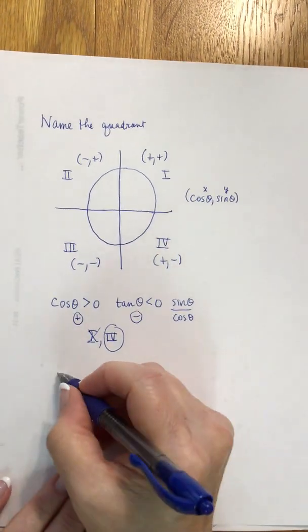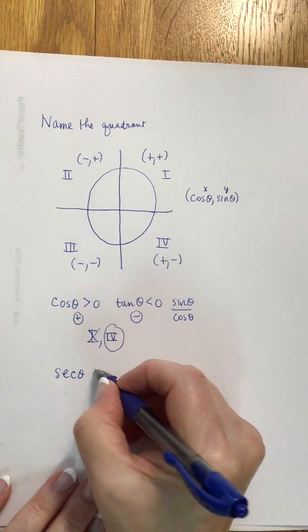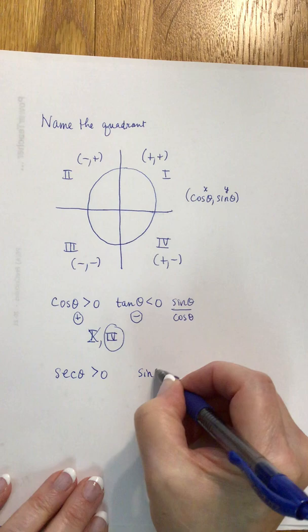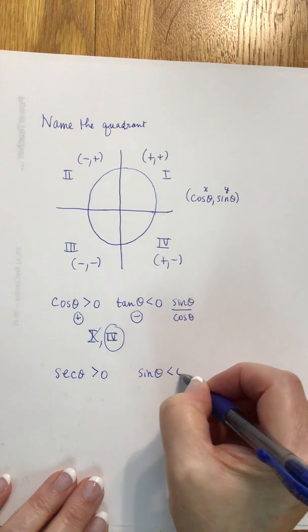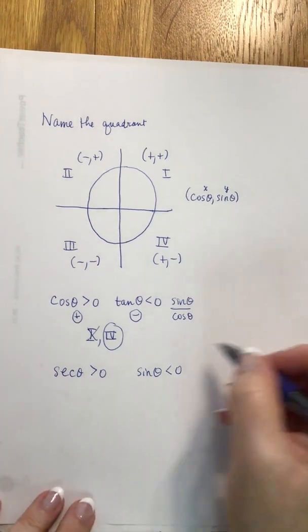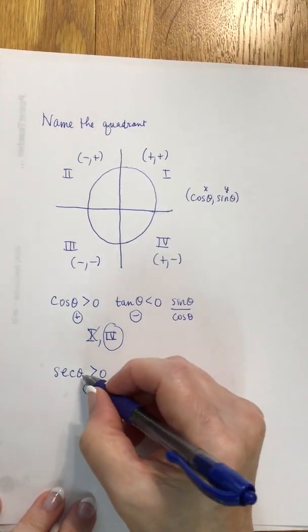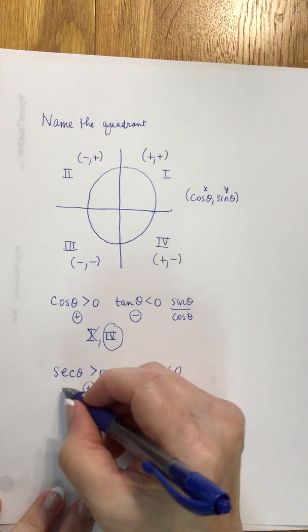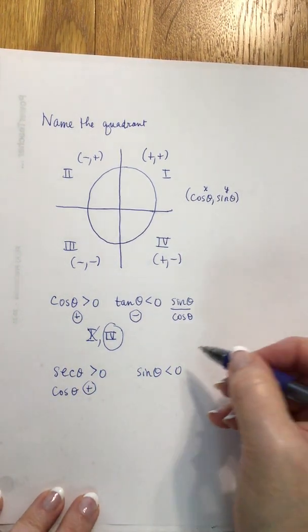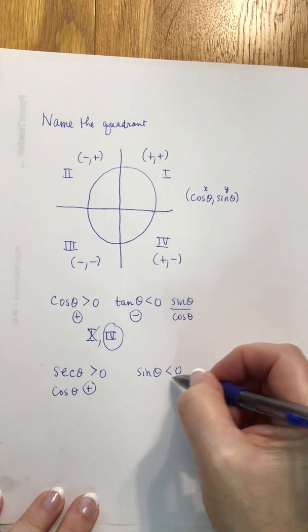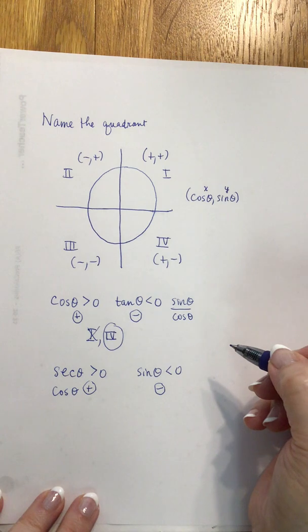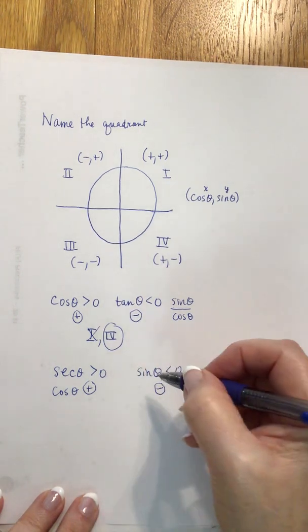Okay, let's try another one. Secant theta is greater than 0 and sine theta is less than 0. Now, we know again, this means positive. But if secant is reciprocal of cosine, we're looking for where cosine theta is positive. And we're looking for where sine theta is less than 0, which means negative. So we want cosine positive, sine negative.